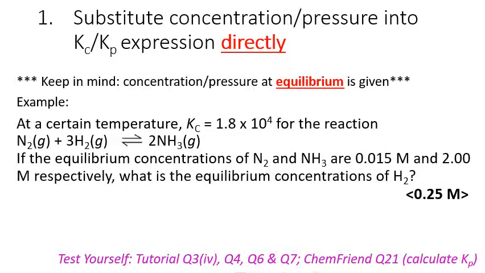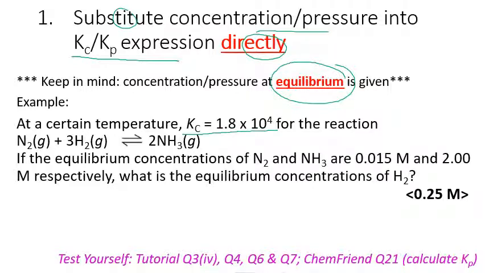Let's start with the first type of calculation. Substitute the concentration or pressure into the Kc or Kp expression directly. But make sure the concentration or pressure is at equilibrium condition. Now, let's look at the first example here.